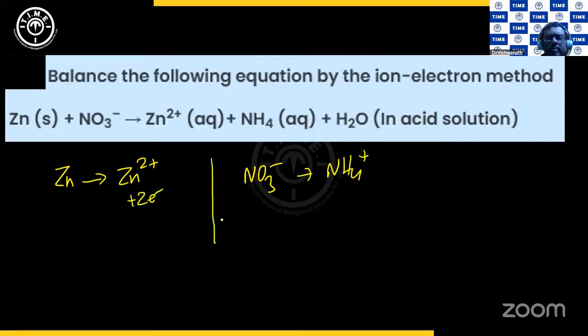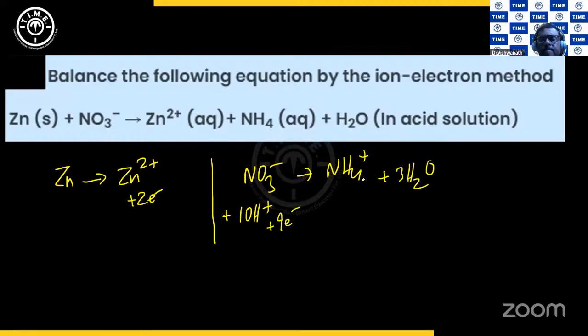This part is done. For the other part, I'll have to balance the oxygen. So I'll put 3H2O. How many hydrogens did I get? 6 + 4 is 10. So I'll put 10H+ here. So nitrogen is balanced, oxygens are balanced, hydrogen is also balanced. Now this is 1+ and that is 10+. So I'll add 9 electrons here.